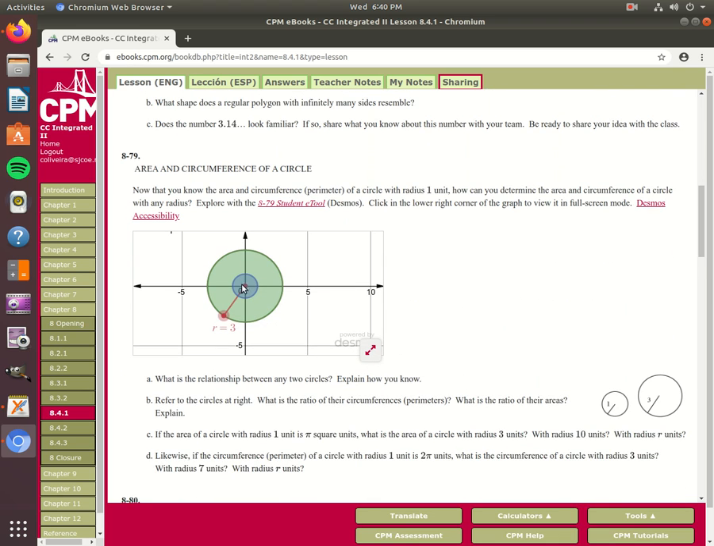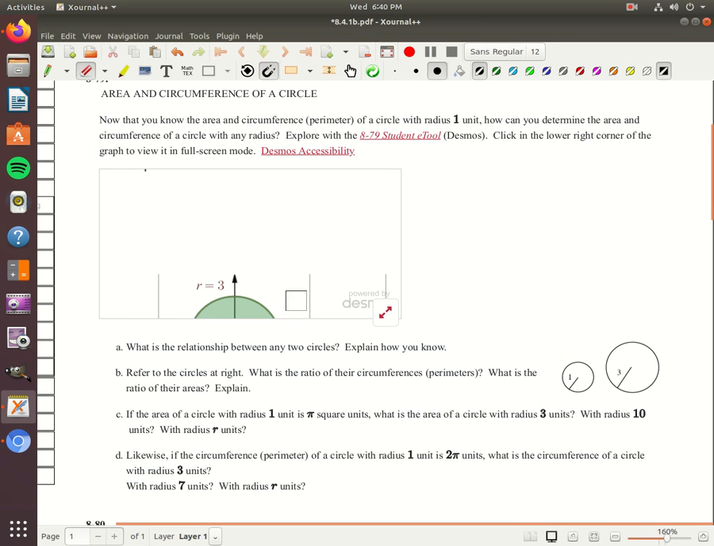It's just a circle with a radius of 1 and a circle with a radius of 3. And it says, what's the relationship? Well, all circles are similar because they all have the same shape, right? They can be different sizes, but essentially they all have the same shape. So they're all similar. So again, this is what's shown over here. So it doesn't really matter that we don't see it because we can see it here.